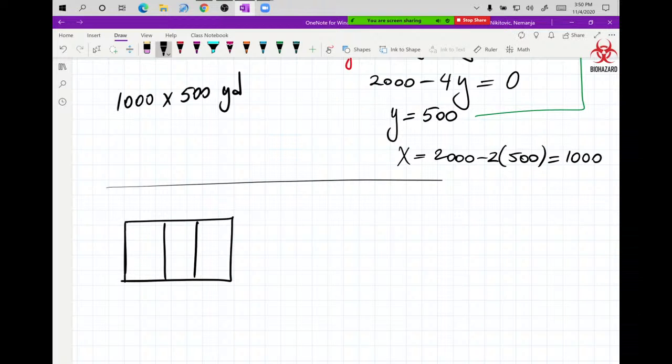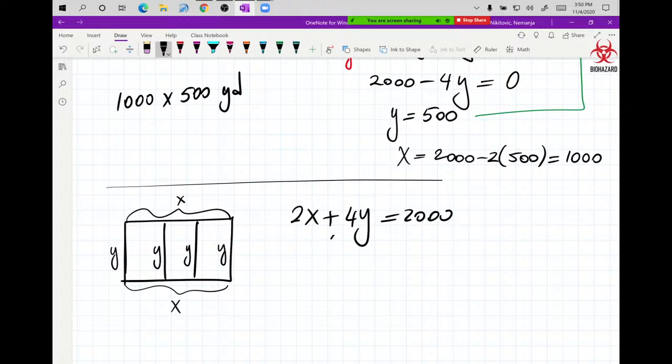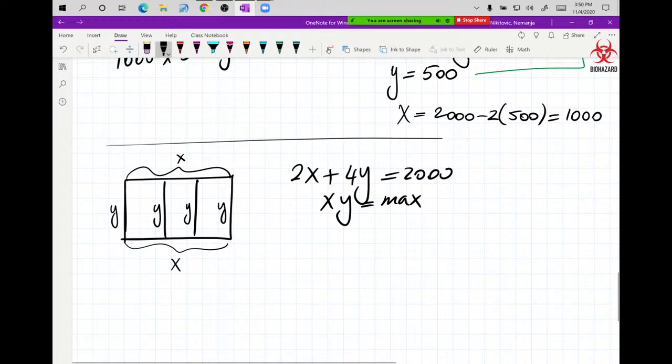Put a couple of bins, right? So you can have your separate animals or whatever go into those bins. So in this case, it's 2x plus 4y equals 2,000, and it's still xy is max because you want maximum area.